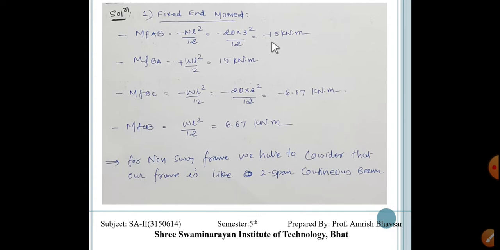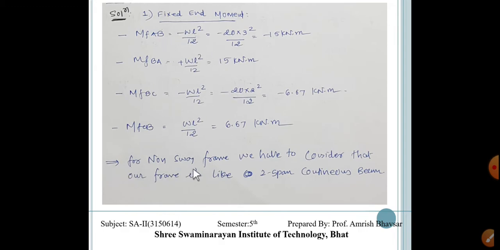So here it is minus 15 kilonewton meter. Now MFBA is plus WL square by 12, again 15 kilonewton meter. MFBC is minus WL square by 10, again that is UDL, so it is minus 6.67, and MFCB is equal to WL square by 12, 6.67 kilonewton meter. So this is our fixed end moment.